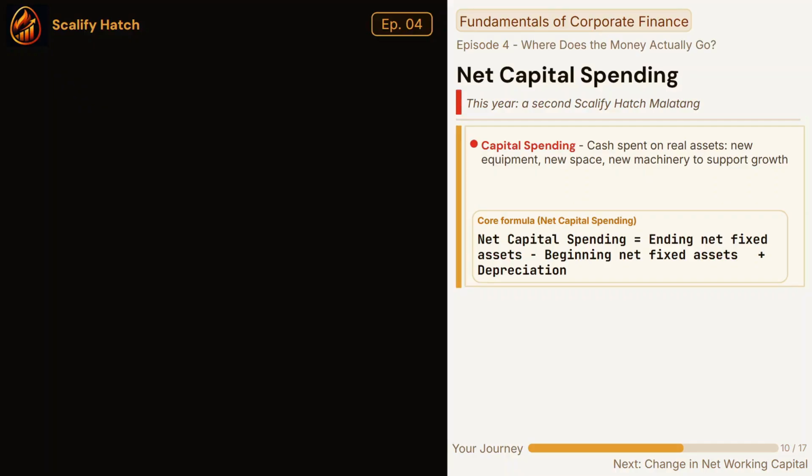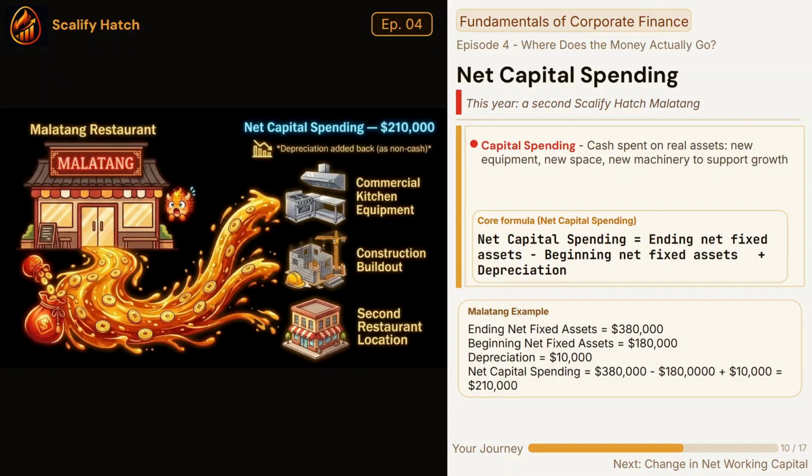So here's where our restaurant story gets bigger. This year, Scalify Hatch Malatang opened a second location. Fixed assets on the balance sheet went from $180,000 at the start of the year to $380,000 by the end. New kitchen equipment, build out, everything a second Scalify Hatch Malatang used to open its doors. That's a change of $200,000. Add back this year's $10,000 in depreciation, and net capital spending comes out to be $210,000. Growth costs real cash right now, not later.